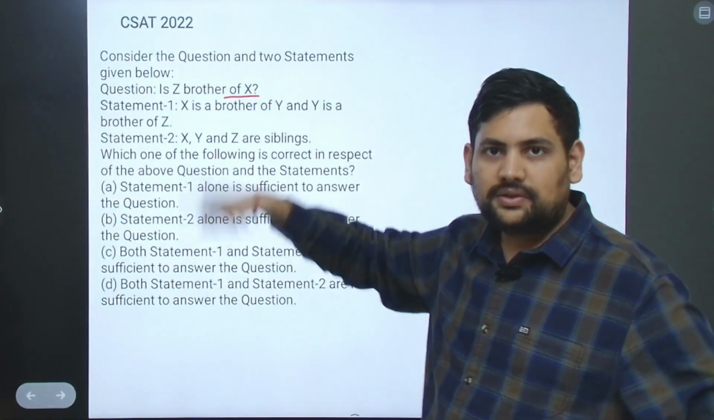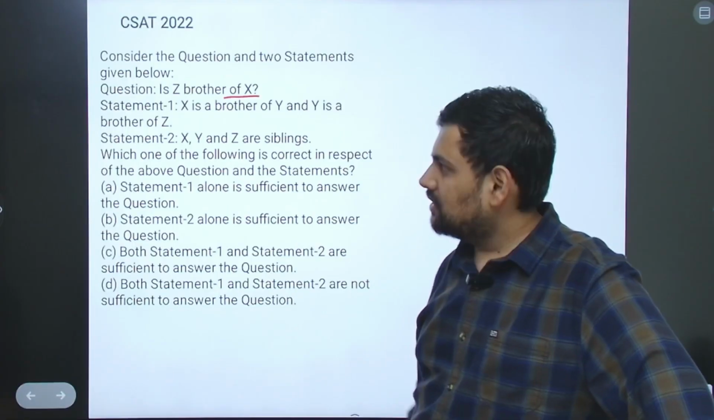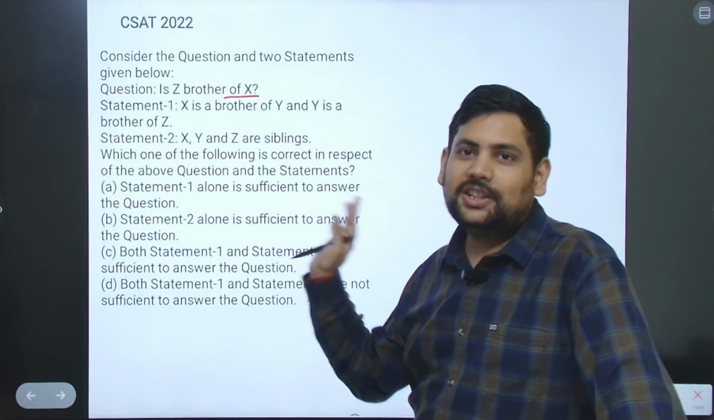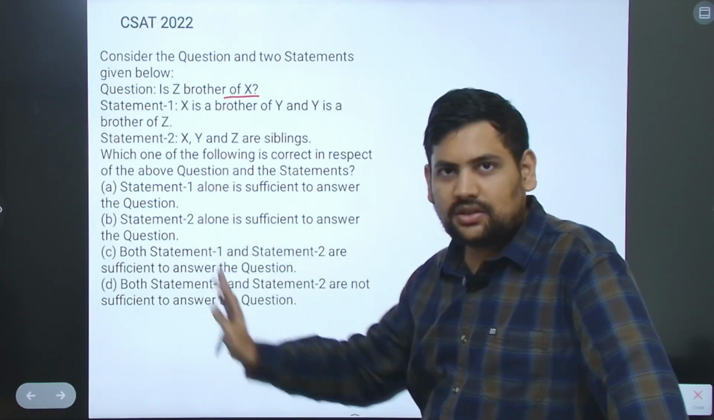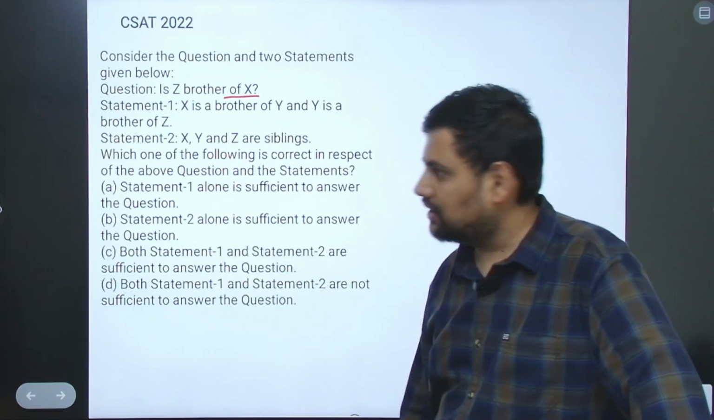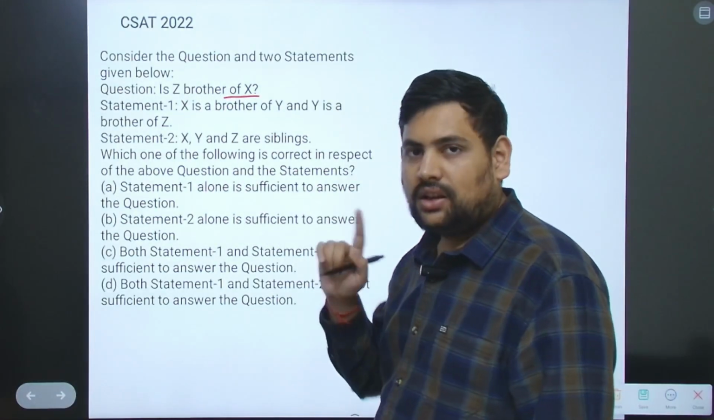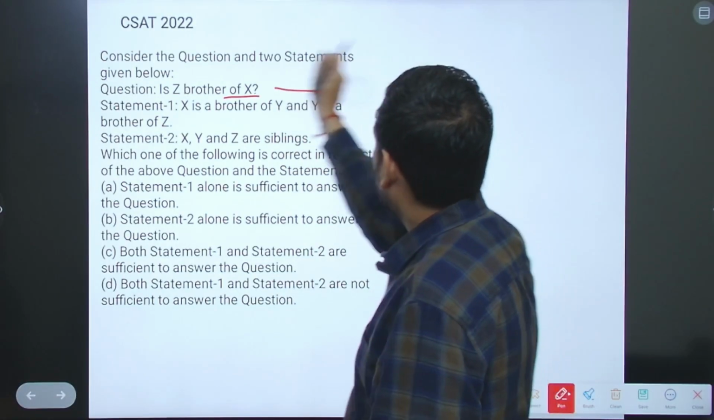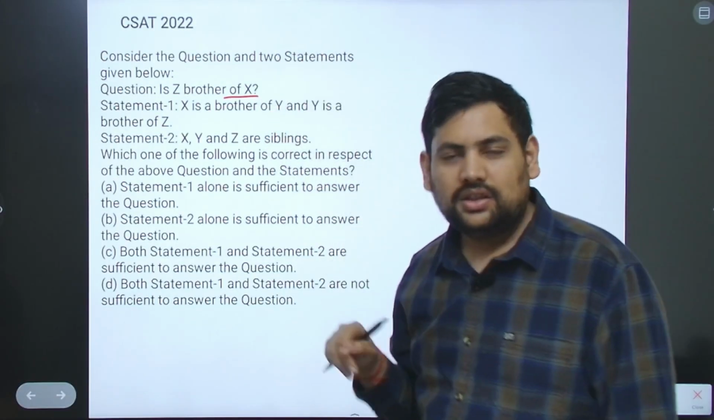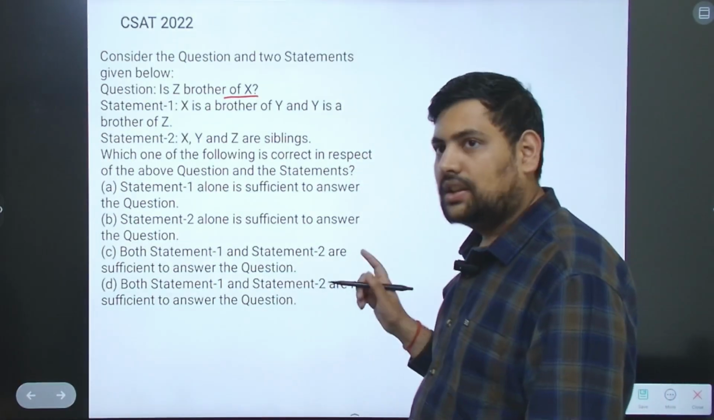So first thing, this is from the chapter of blood relations. Okay, so blood relations we will be directly using. I cannot get into the chapters, so we are just focusing on solving questions of data sufficiency. Now the question is, is Z brother of X? That means, is Z brother of X? Can you answer this question? Yes or no?